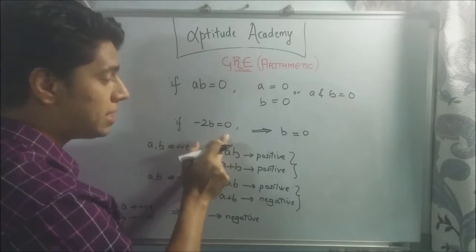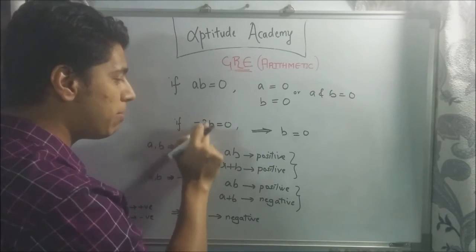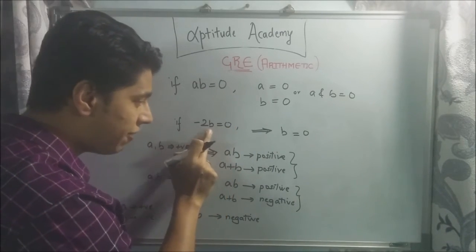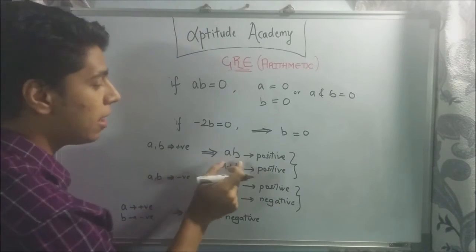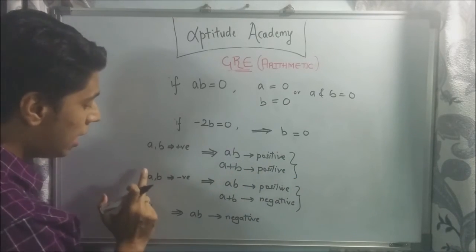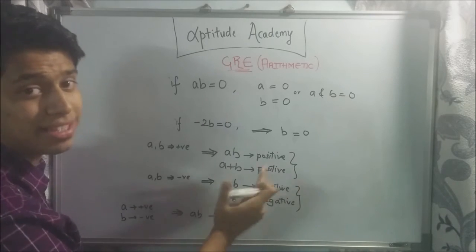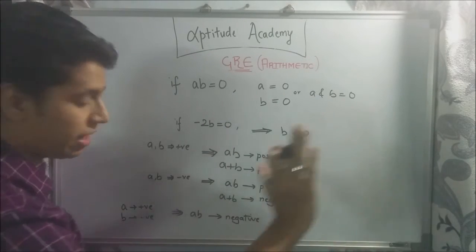Now, if minus 2b is equal to 0, then it has to be that b is equal to 0, because you are already multiplying it by a negative number. So the only way the product can be 0 is if b is equal to 0. Now if both a and b are positive, then the product will be positive and the sum will also be positive. If both a and b are negative, then the product will be positive because minus into minus is plus, and the sum will be negative, right? Minus and minus will be negative.